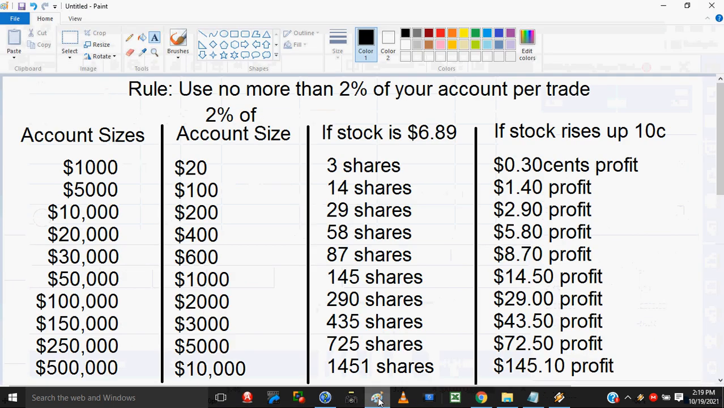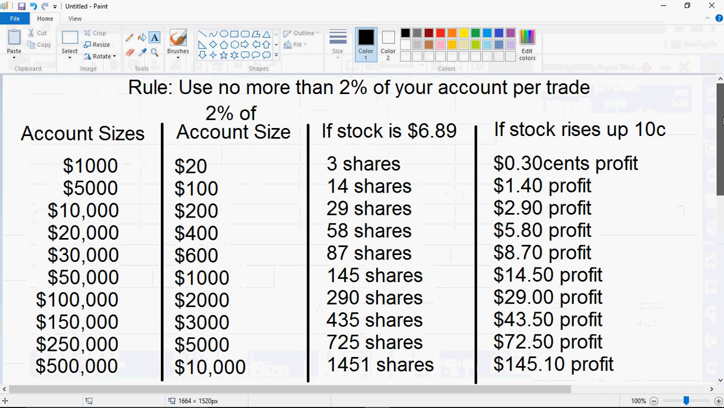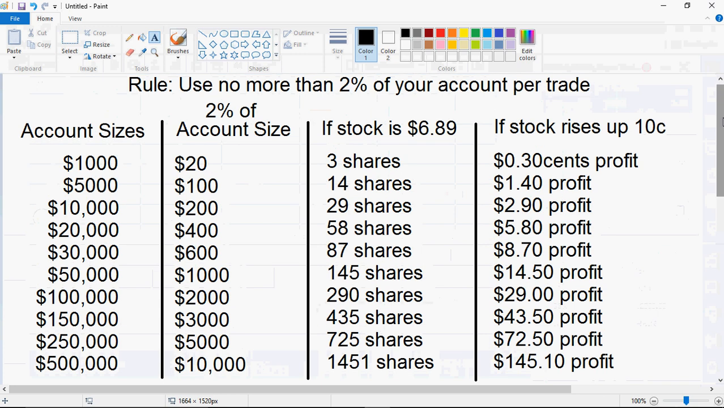I did this chart for you guys because nobody has done it for me, and I took the time to do it for y'all, beginners. Use no more than 2% of your account. You're supposed to use no more than 1%, but 2%, I can just leave that, 2%.